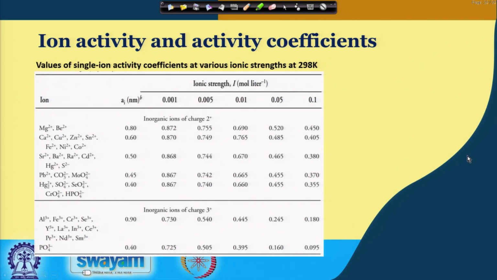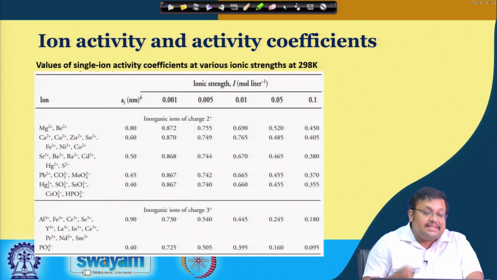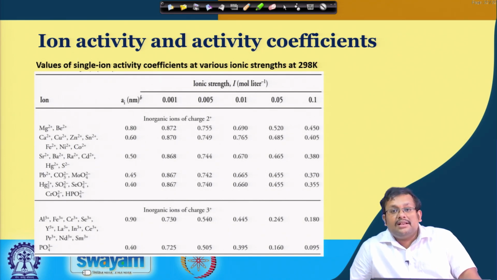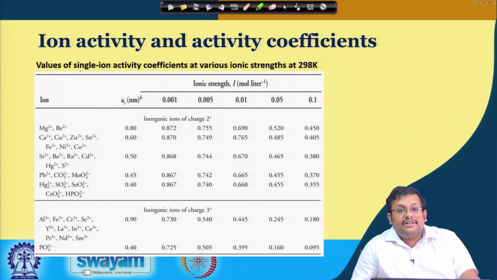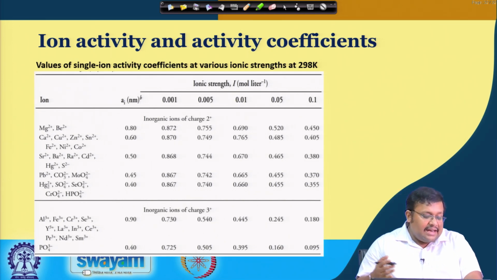Also, this is for the inorganic ions of charge 2 plus, as you can see Mg2 plus, beryllium, calcium, copper, zinc, then tin, and then iron, then nickel, cobalt, and so on. And this is for inorganic ions of charge 3 plus, as you can see Al3 plus, Fe3 plus, then chromium 3 plus, selenium 3 plus, and so on.